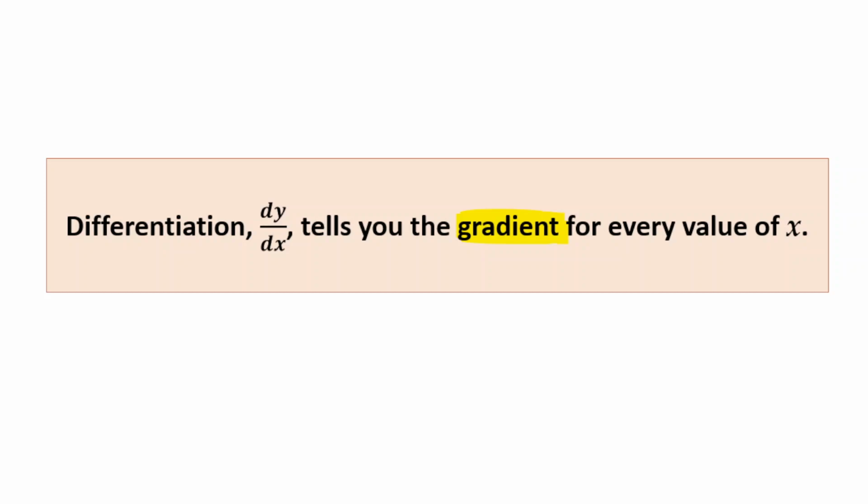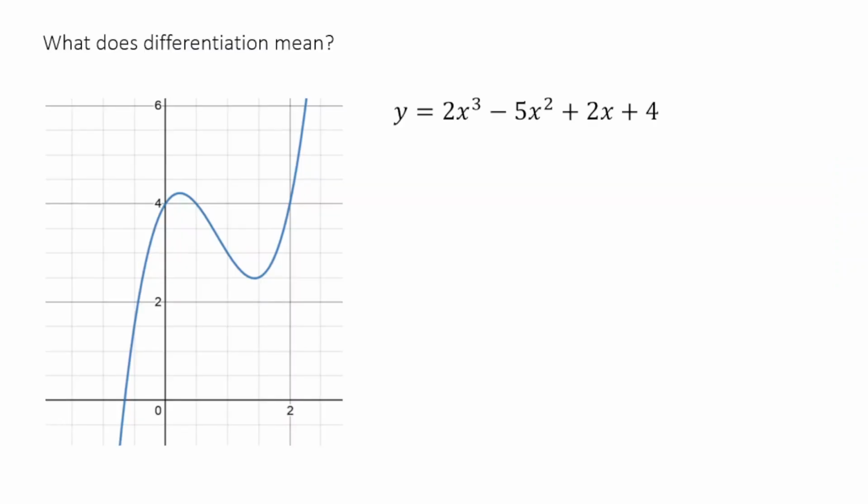So let's have a look at a more complicated example here. So here we've got this big function. And in the last video, we learned how to differentiate something like this. Remember, all it is is just the sum of all of these different polynomials. We've got 2x cubed and minus 5x squared and 2x and 4. So we just differentiate each one of those individually.